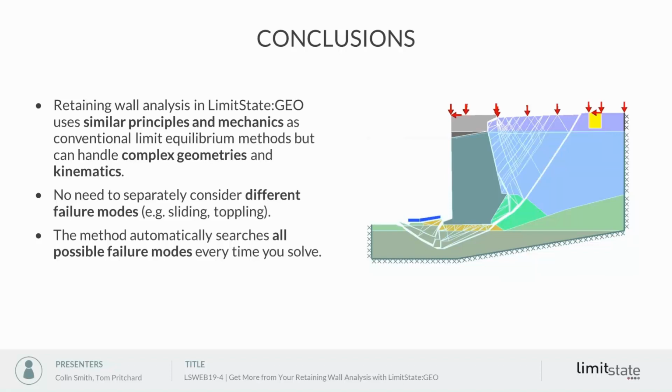So hopefully we've shown that the analysis that we undertake here uses similar principles and mechanics as conventional limit equilibrium methods, but it can handle much more complex geometries and kinematics. We don't need to consider separately different failure modes, such as sliding or toppling. The software will automatically consider all of those simultaneously and find the critical one.